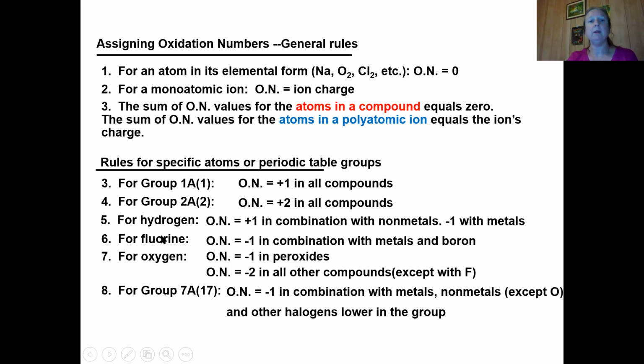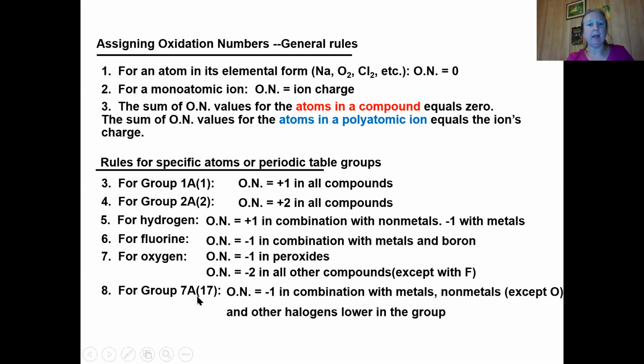Fluorine is -1 in combinations with metals and boron. Pretty much all the fluorine you're going to get is -1. Oxygen, rarely you will see it in a peroxide, which is a -1. 99% of what you're going to see is oxygen has a -2. So most of the time, 99% of what you're going to get this semester is oxygen has a -2 oxidation state.